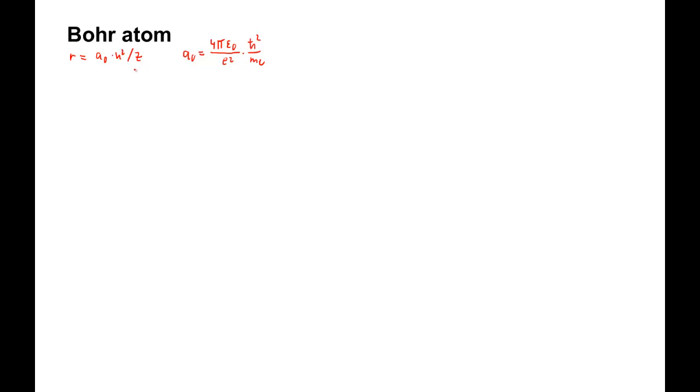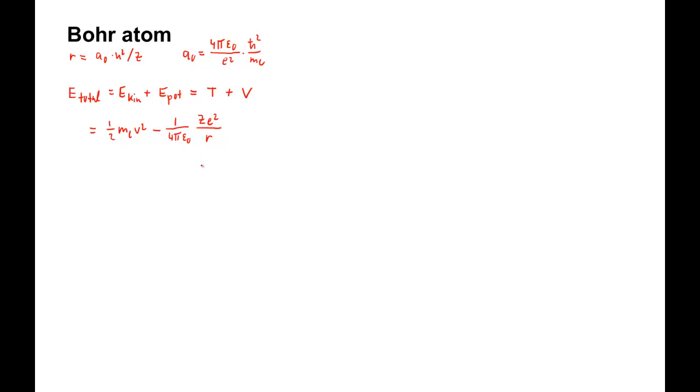Now, what's the total energy of the electron in such an orbit with radius r? It's of course the sum of the kinetic energy, E kin, plus the potential energy, E pot, or more commonly denoted as T for the kinetic energy plus V for the potential energy. The kinetic energy is 1/2 me v squared, and the potential energy is minus 1/4 pi epsilon 0 times Z e squared over r.